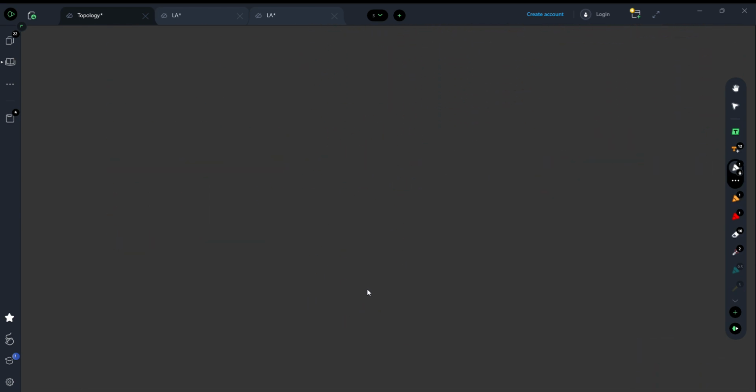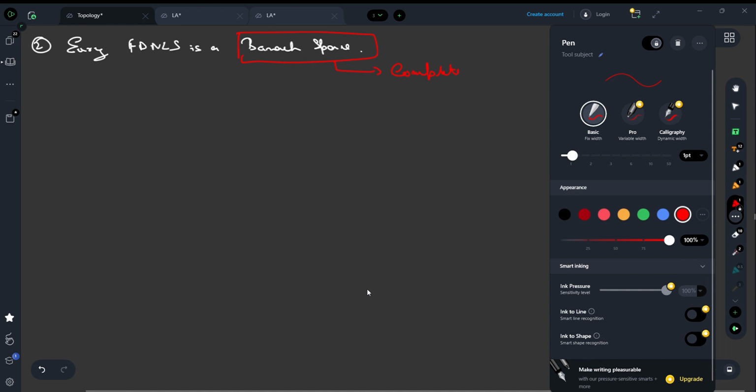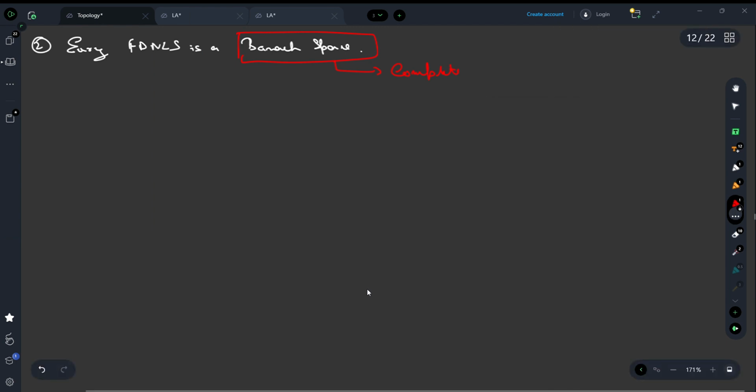Next thing is that every finite dimensional normed linear space is a Banach space. What is a Banach space? It's a complete normed linear space.